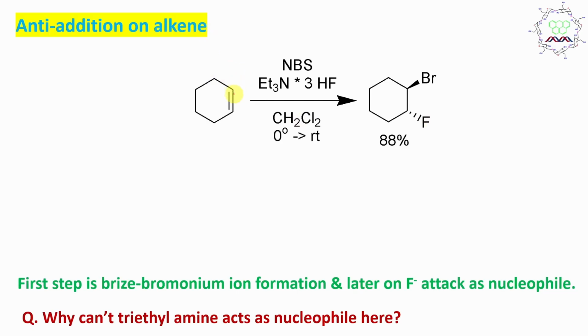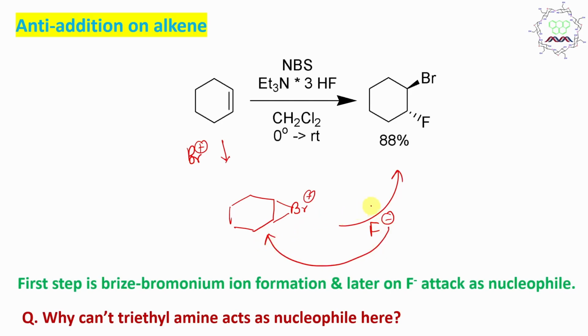Anti-addition to alkene. By the way, students, in the last example we studied that if you react this alkene with bromine plus, what will it produce? It will produce a bridged bromonium ion, a three-membered cyclic molecule, and later on it will react with F minus. This attack is an SN2 type reaction, a backside attack, so it results in an anti-addition. Okay, so that's the thing.